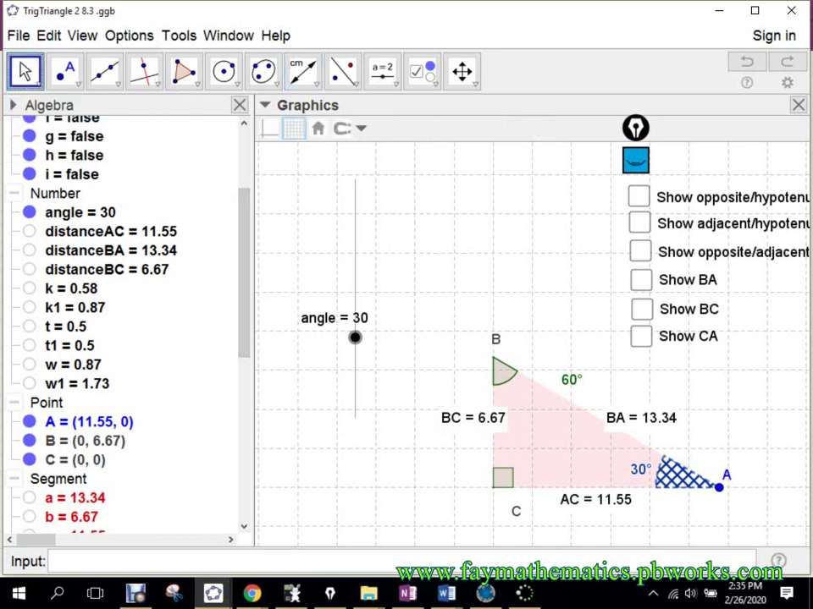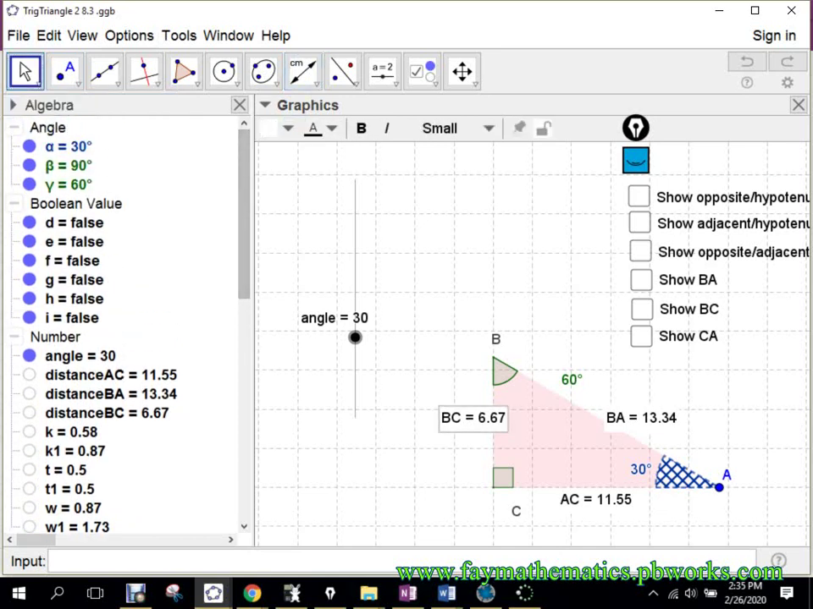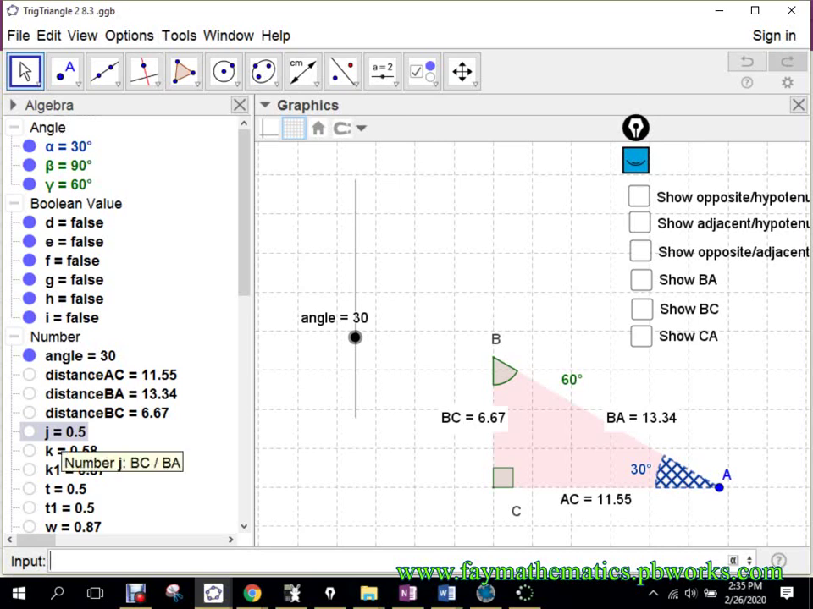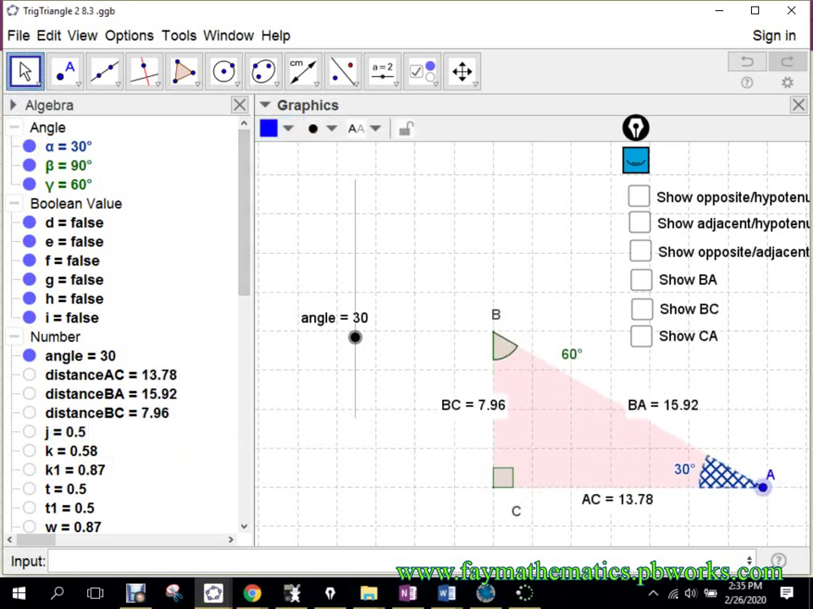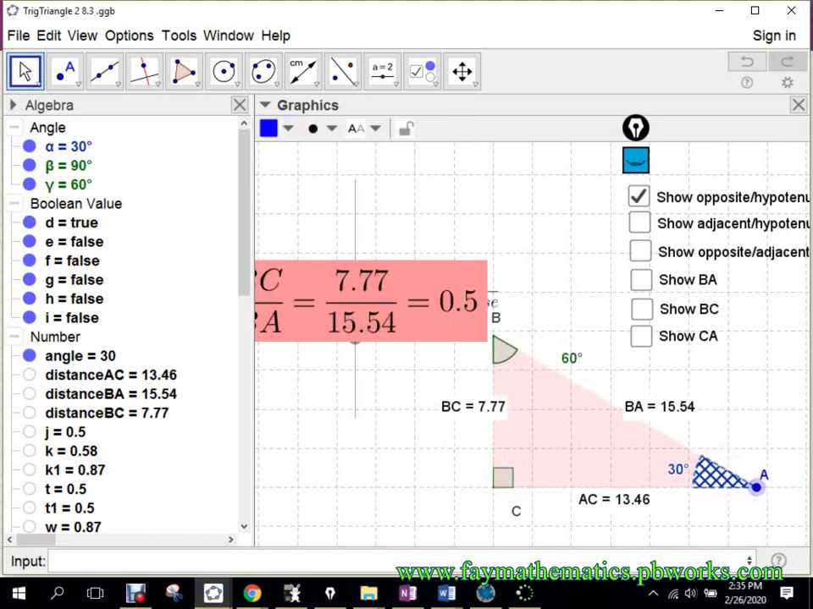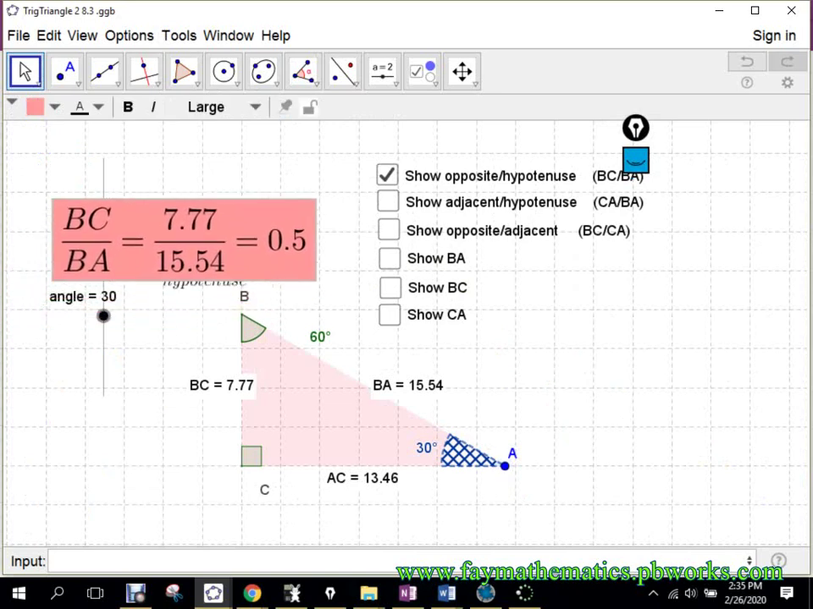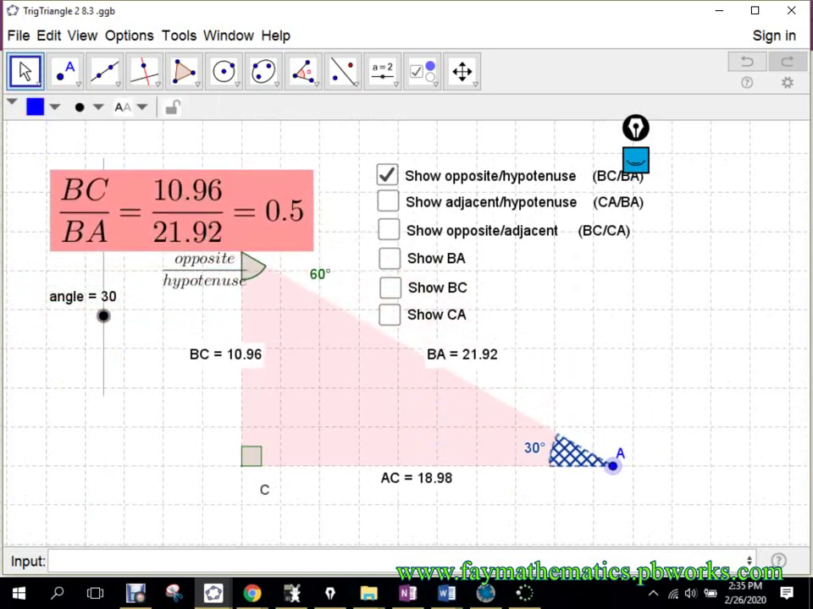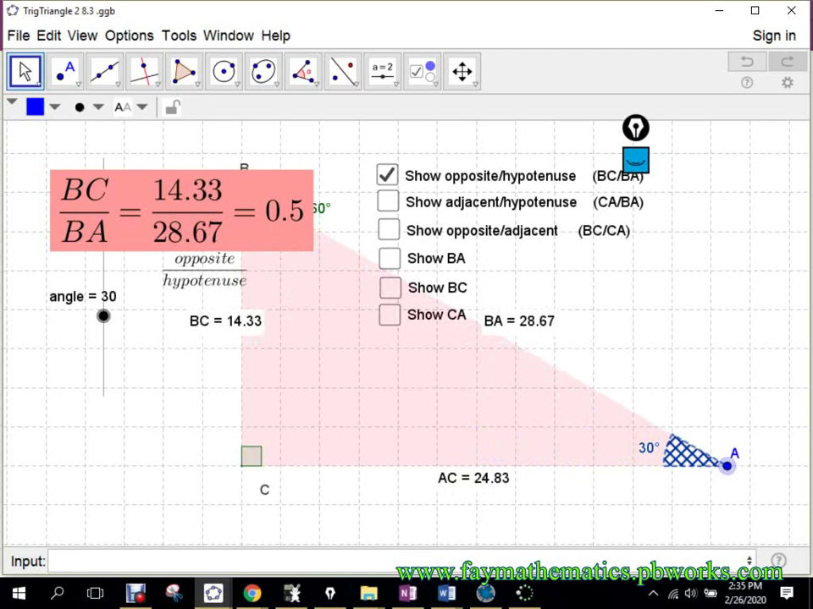What is happening here? If I take BC and divide it by AB, that is the opposite side of 30 divided by the hypotenuse, and that's going to give me that number right there you see highlighted, 0.5. No matter what I do, when I change the BC value and the BA value, am I still always getting a quotient that turns into 0.5, no matter what the numerator and denominator are?